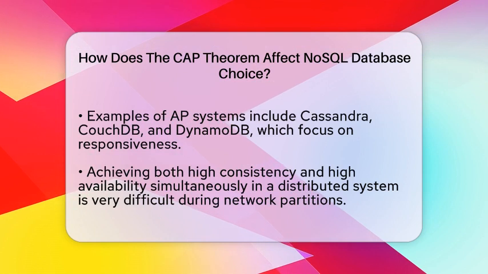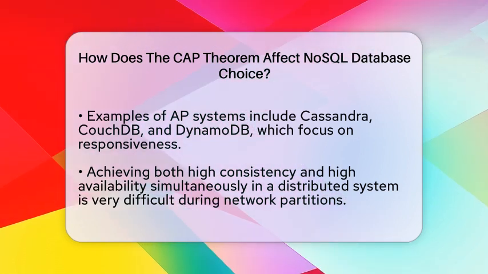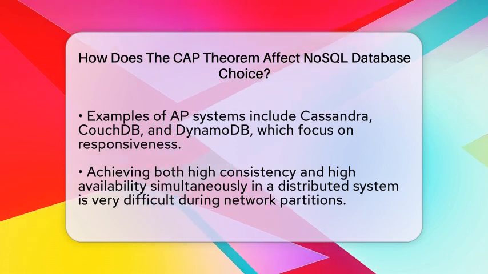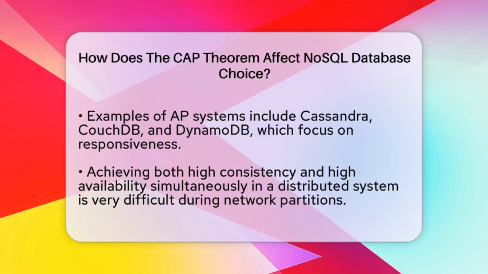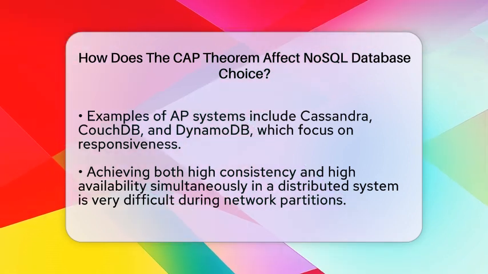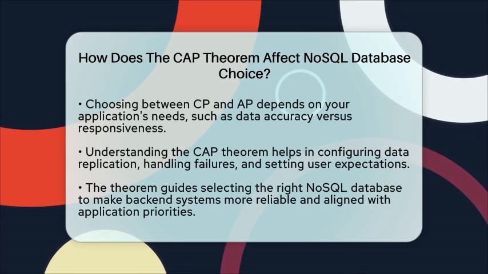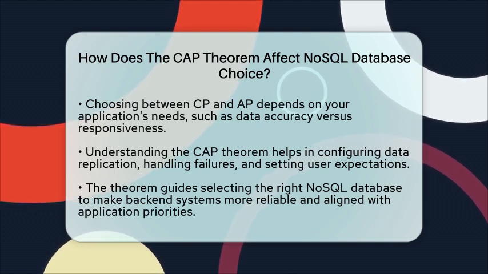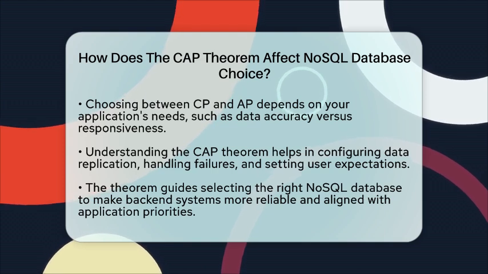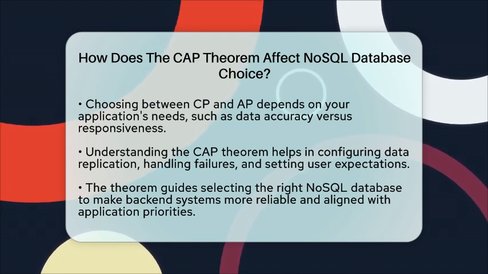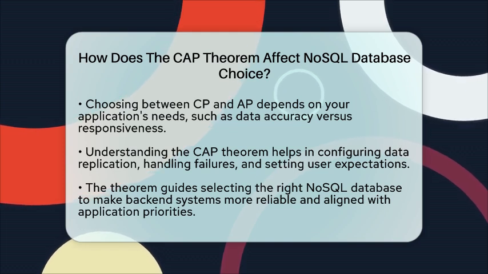Now, you might wonder if there's a way to have both consistency and availability at the same time. But in a distributed system, that's nearly impossible when network partitions happen. If your system is spread across many servers, you have to pick which property is more important for your app. Knowing this helps you decide which NoSQL database to use. If your app needs the most accurate data and can handle some downtime, go for a CP system. If your priority is always being responsive and you can accept some inconsistency, then an AP system is better. This understanding guides how you set up your data replication, handle failures, and manage user expectations.